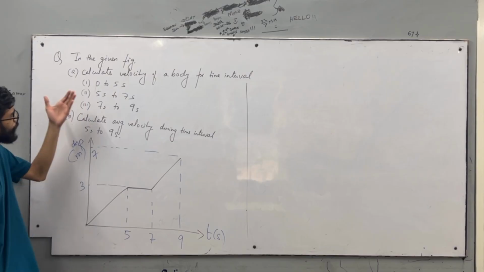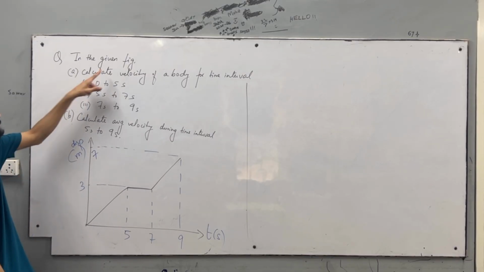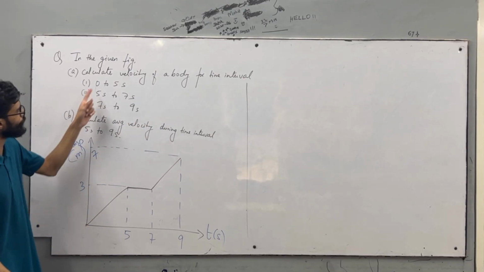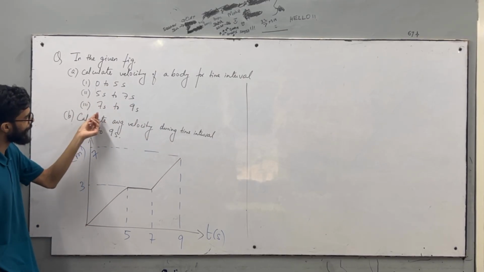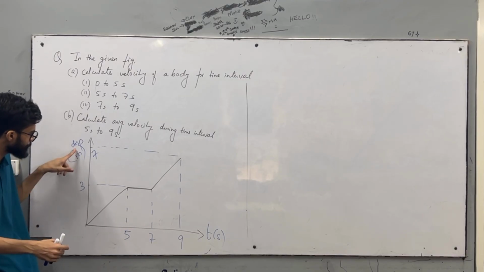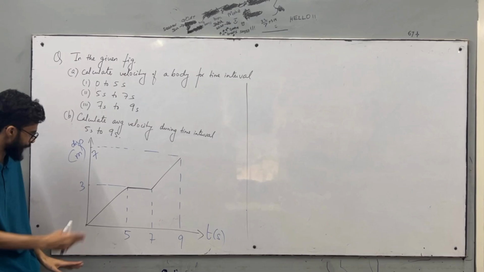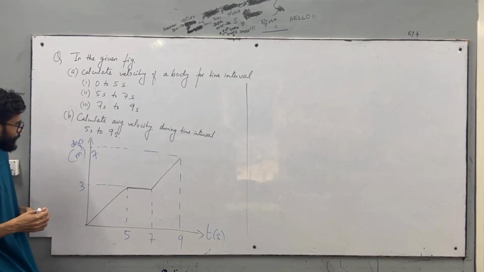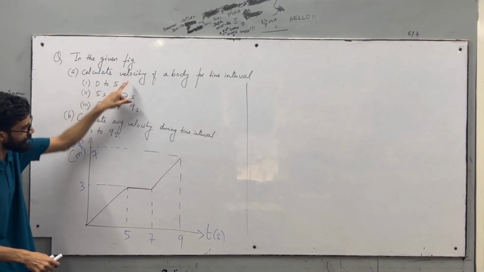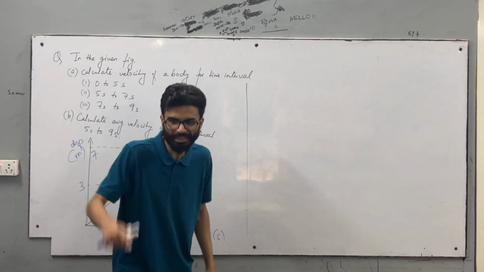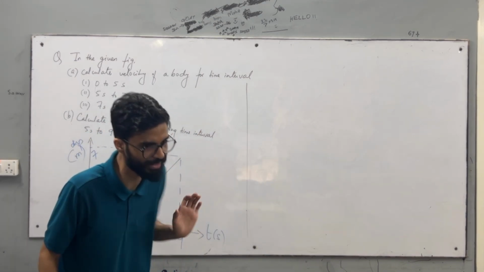Now let's solve this question. In the given figure, calculate velocity of a body for time interval 0 to 5, 5 to 7 and 7 to 9. See, they have given me a displacement versus time graph and this is showing the movement of the object. अभी देखो, मुझे velocity निकालना है. Displacement time graph के लिए will the slope of the graph give me velocity?